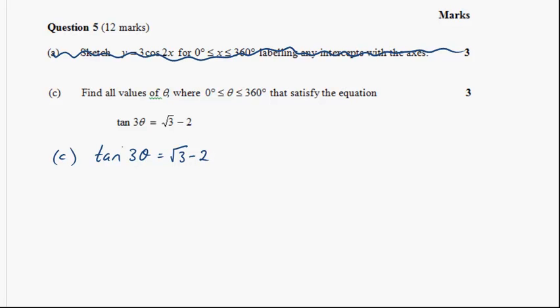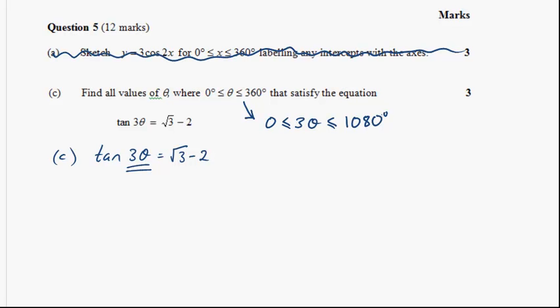So the first thing is that you'll notice that it's 3 theta instead of just theta. So what we need to do is look at our domain. At the moment, theta is between 0 and 360. So if I times that all by 3, that means that 3 theta will be between 0 and 360 times by 3, which is 1080. Okay, so there's a much larger range of values.